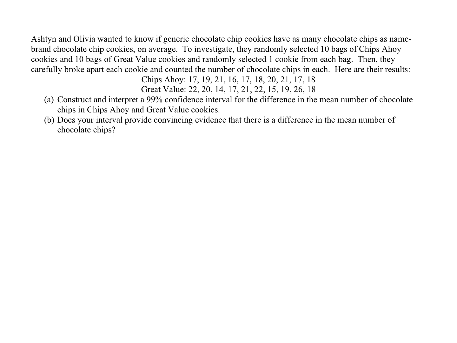Okay. Here's the example that we're doing. Ashton and Olivia wanted to know if generic chocolate chip cookies have as many chocolate chips as name brand chocolate chip cookies on average. To investigate, they randomly selected 10 bags of Chips Ahoy cookies and 10 bags of Great Value cookies and randomly selected one cookie from each bag. Then they carefully broke apart each cookie and counted the number of chocolate chips in each. Here are their results. Construct and interpret a 99% confidence interval for the difference in the mean number of chocolate chips in Chips Ahoy and Great Value cookies.